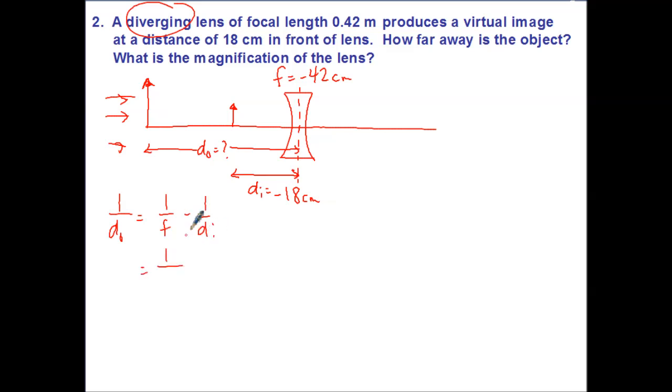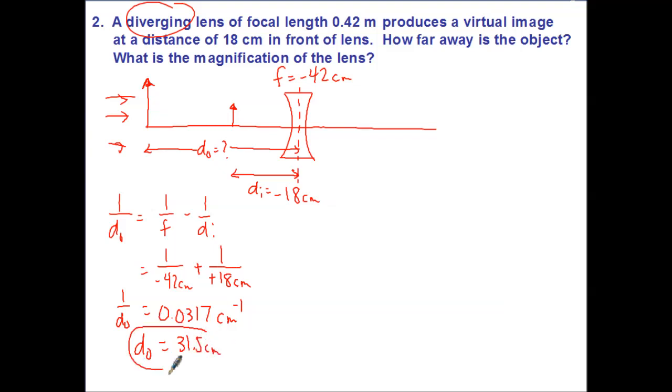Let's go ahead and plug in those numbers here. That's a negative 42 centimeters minus 1 over a negative 18 centimeters. You can see that this is going to end up turning that into a positive. And when I'm all done here, I get 1 over do is equal to about 0.0317 inverse centimeters. So do, the reciprocal of that, is about 31.5 centimeters. And as expected, it's a positive value because it is on this side of that lens. That's what we should expect. So 31.5 centimeters for the object distance.